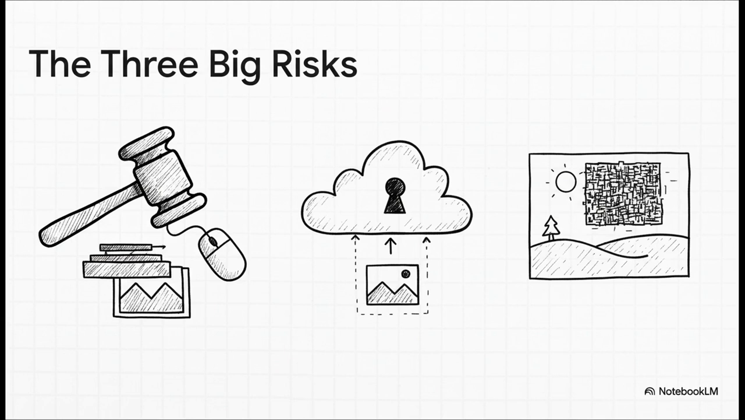The first one is the elephant in the room, and it's a huge one, the potential for massive copyright infringement. Then, you've also got data privacy concerns. What happens to the images you upload? And finally, the AI itself isn't perfect. Sometimes it can create some pretty weird visual glitches or hallucinations.